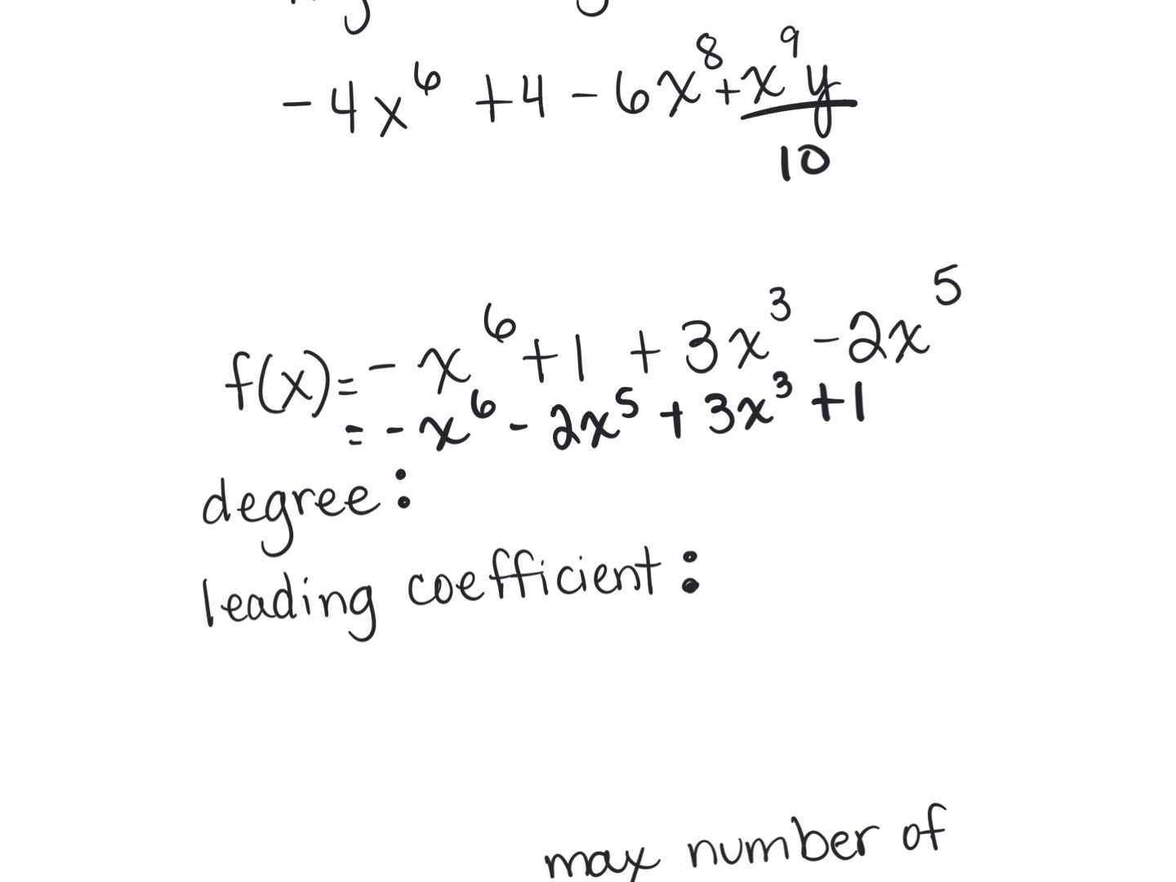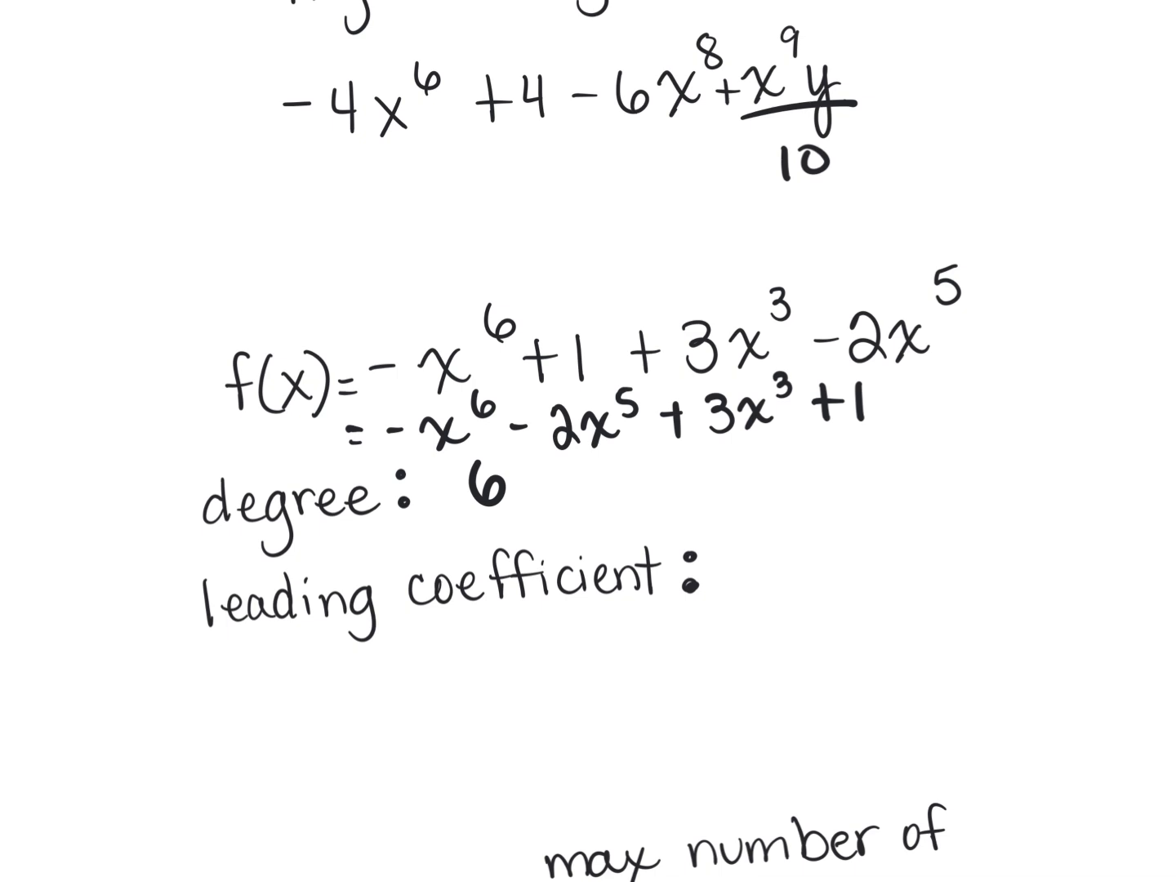All right, so the degree of this one, if I did them individually, then I look for the biggest one. So the first term has a degree of 6. The second term has a degree of 5. The third one has a degree of 3. And the last one has a degree of 0 because it is a constant. So the degree is the degree that is biggest, so that would be a 6.